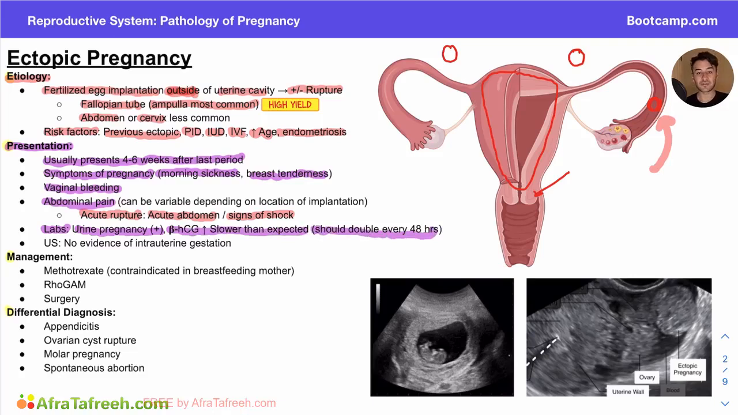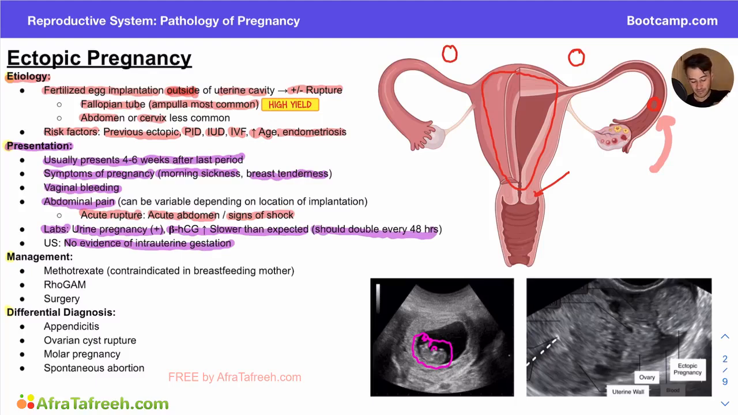If we were to get an ultrasound, we would see no evidence of an intrauterine gestation. So let's go ahead and review some of our ultrasound findings. If we look here, this is an example of a uterus with a fetus inside. You can see that our fetus is this little lump here, and we can see a little bit of fetal parts here, like a leg and a little arm. And that's going to be the evidence that a fetus is in the correct position.